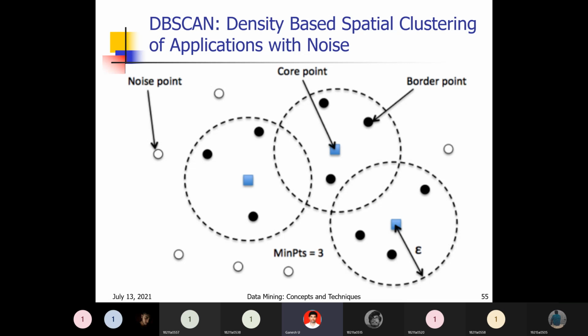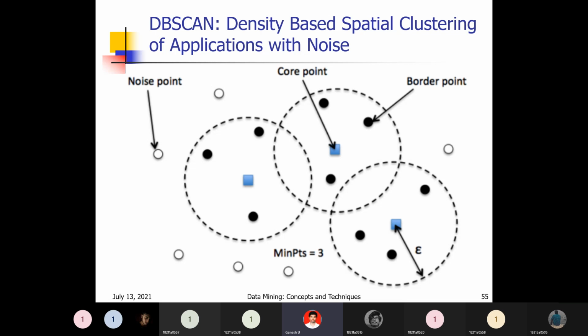If minimum points is 2, then within that circle 2 points are there, that is a core point. So that is a cluster, and within that 2 points are there. This blue square is nothing but a core point. We have to take the minimum points, and within that circle we have to get the minimum points. Then only we can say that is a core point.